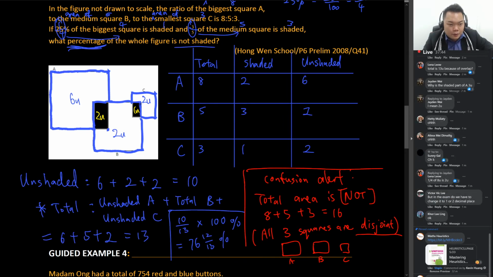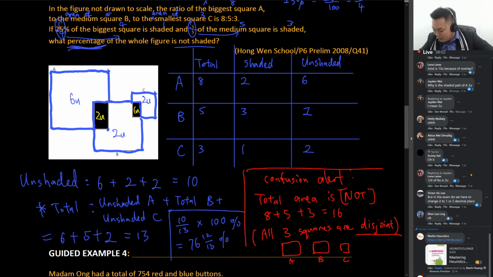Okay, no, I'm not going to give you the poll. But in the exam hall, do we have to change it to 1 or 2 decimal place? If they specify 2 decimal place, then you do it. If not, just leave it as this in the exact form. Okay?